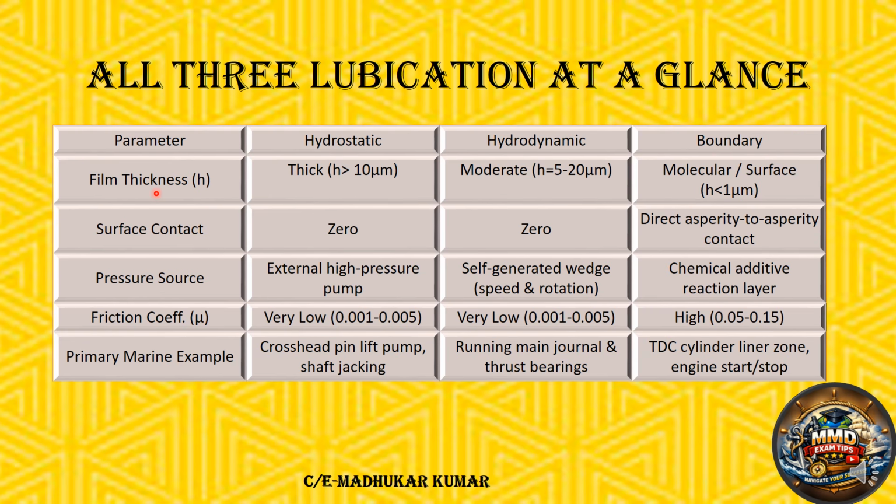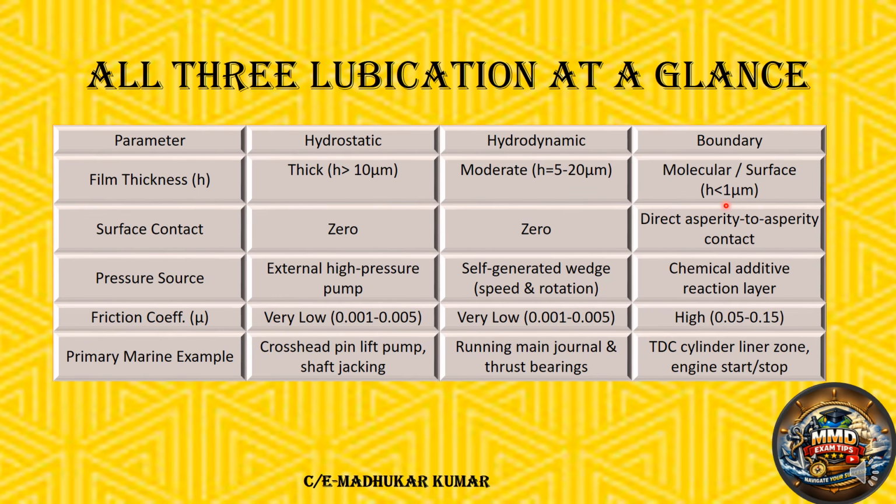The first parameter is film thickness, H, the lubricating oil film thickness. For hydrostatic lubrication, the film thickness is thick: H is greater than 10 micrometer. For hydrodynamic, it is moderate: H is between 5 to 20 micrometer. And for boundary lubrication, it is a very molecular surface layer: H is less than 1 micrometer.